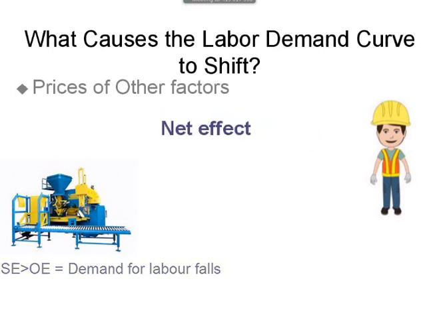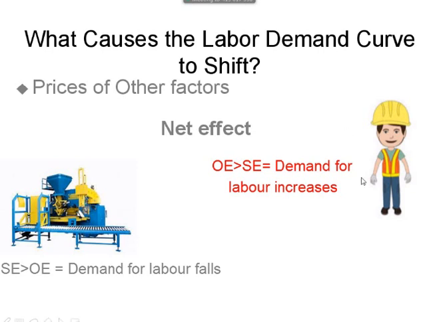But the opposite may happen if the output effect is greater than the substitution effect. If the output effect is greater than the substitution effect, then demand for labor is going to increase. Now a firm would actually go by both of them, and then find out what is actually helping the firm to increase the output. That means the firm would go for the net effect, choose one of these, and then decide whether to demand more labor or less labor.